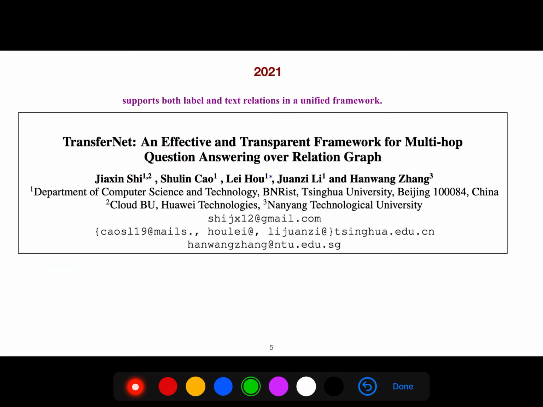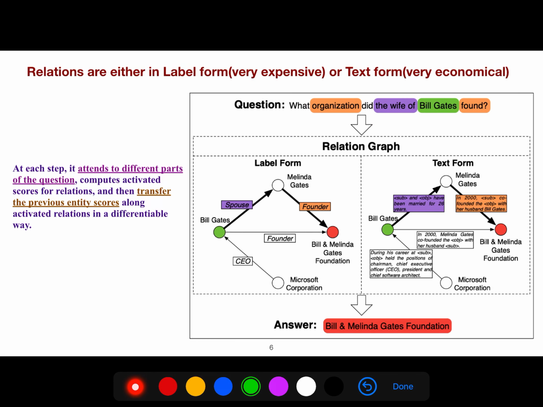But let me explain TransferNet, which is really important article, and again from this great university in China, the best university in China. And so relations here are either in label form or in text form. Text is economical, because if it is in label form, it's very expensive. You need those information extraction steps that I will explain next lecture.